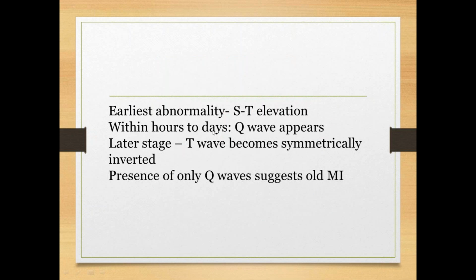Within hours to days, Q waves appear. In the later stage, the T wave becomes symmetrically inverted. Presence of only Q waves in the ECG suggests an old MI. So after MI, the earliest abnormality you see is an ST elevation in an ongoing myocardial infarction. Within hours to days, Q waves appear. At a later stage, the T wave becomes inverted.